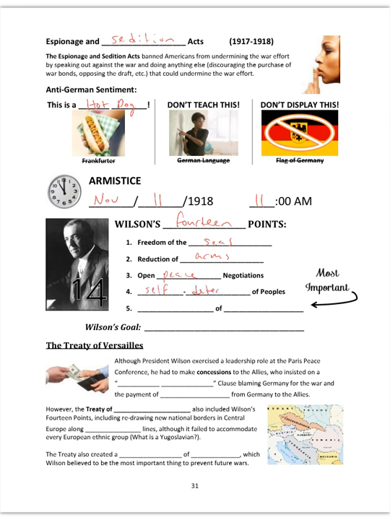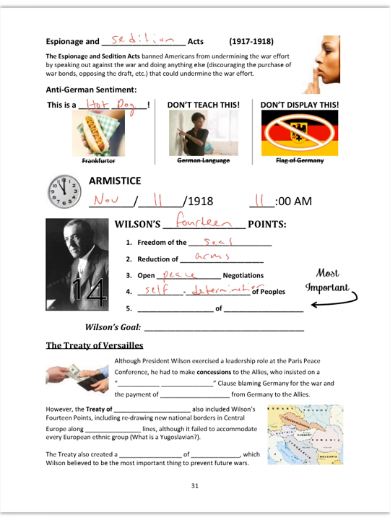Self-determination. And this is a big part of his 14 points, because basically it says that people around the world, especially in Europe, they should be able to determine for themselves what their government should look like. And that should be based around ethnic lines. So, for example, the Czechs should determine how they're governed. The Hungarians should determine how they're governed. Everyone should have their own country.